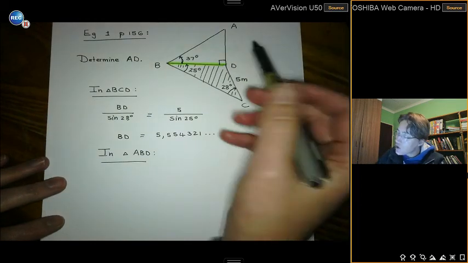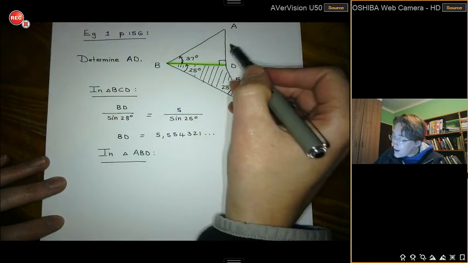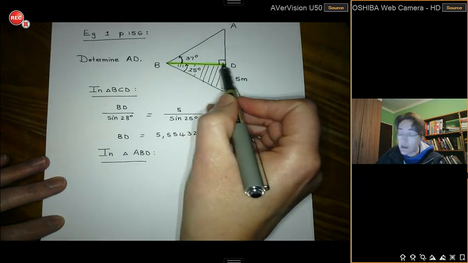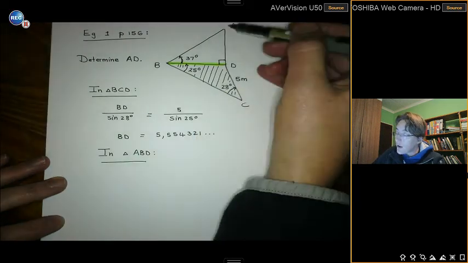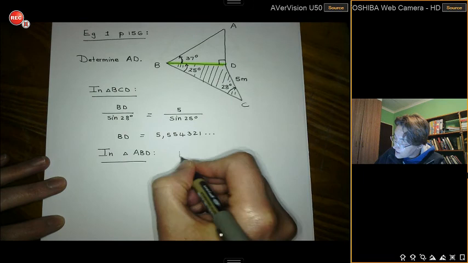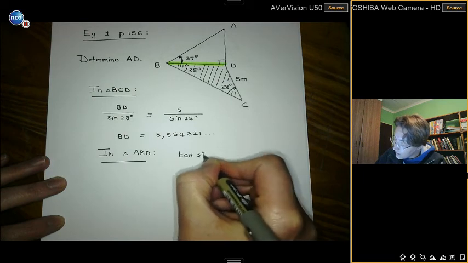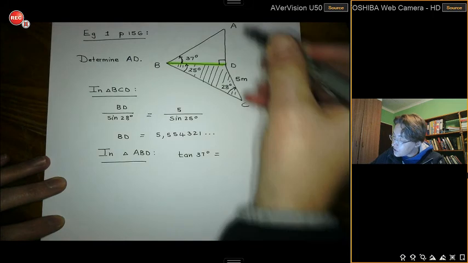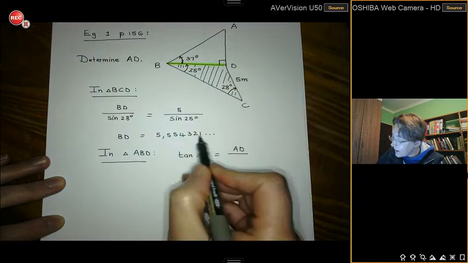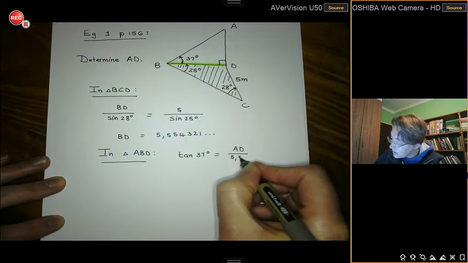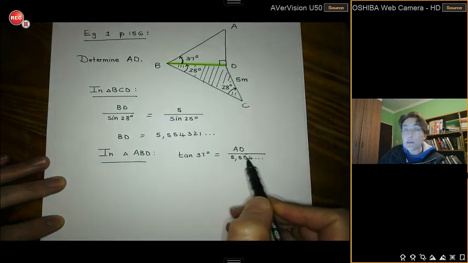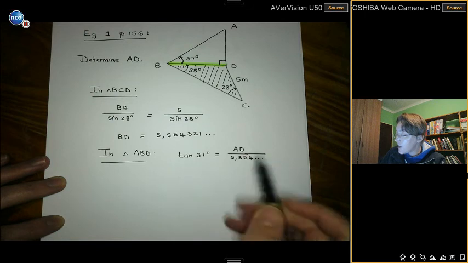So using my trig ratios, I want side AD, which is the opposite side. I have side BD, which is the adjacent side. And hopefully you will remember that if I put the opposite side over the adjacent side, it's going to be the tan of the angle. So the tan of angle 37 degrees is equal to AD, the opposite side, over BD, which I calculated over there. I'm just going to put the dot, dot, dot to show I haven't rounded off yet. Opposite over adjacent is the tan of the angle.